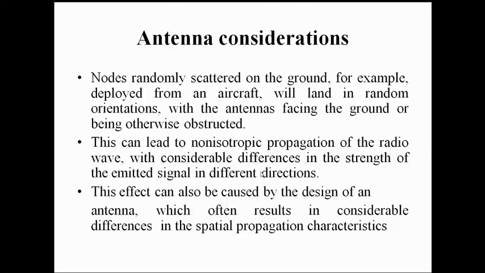Even if you choose the antennas, in most cases it leads to non-isotropic propagation. Isotropic means equal in all directions, so there is a case of non-isotropic propagation. All those things we consider when we design the physical layer and transceiver structure for these kinds of wireless sensor network applications.